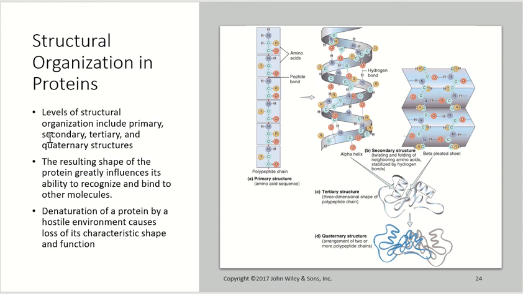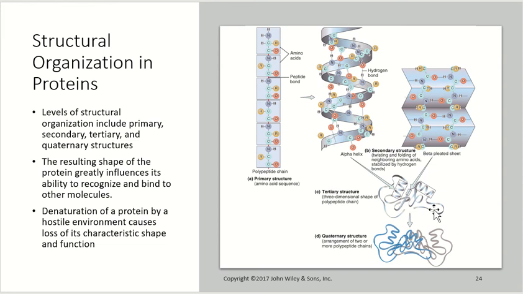All right, so our first, second, third, and fourth structural organizational groups. The resulting shape of a protein is greatly going to be influenced by its ability to recognize and bind to other molecules, and that is where those tertiary and quaternary groups come in. The denaturation of a protein by any kind of hostile environment like heat or acid is going to cause a loss of that characteristic shape and function.